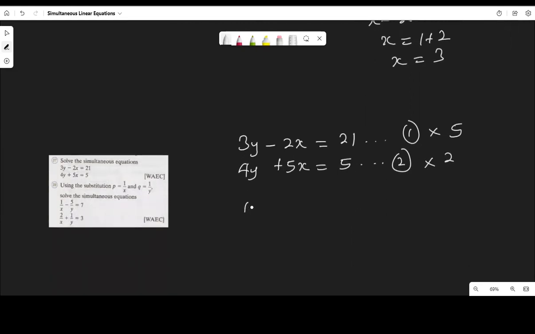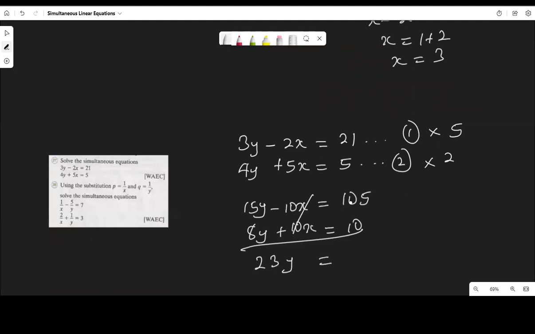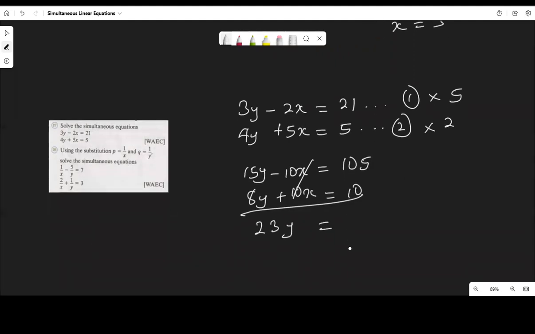5 times 3y is 15y. 5 times negative 2x is negative 10x. Equal to 5 times 21, that is 105. 5 times 1 is 5, 5 times 2 is 10. 2 times this is 8y, and 2 times this is 10x. 2 times this is 10 also. Here the signs are different, so we add. Whatever we do here, we must do here and here. So 15y plus 8y will be 23y equal to 105 plus 10, which is 115.